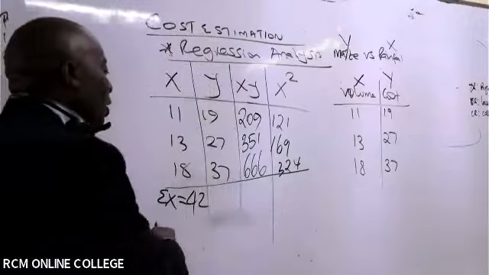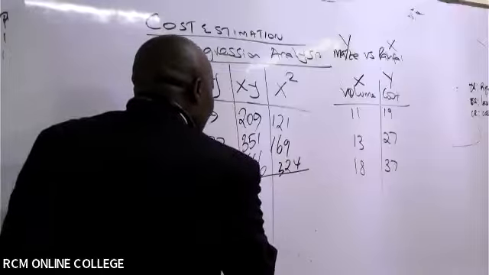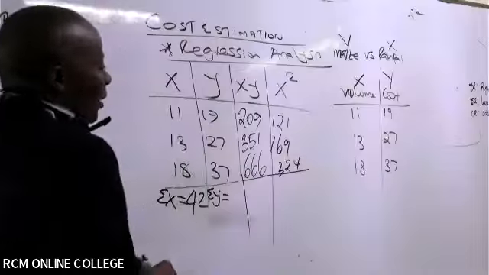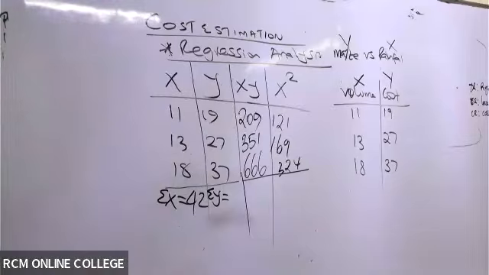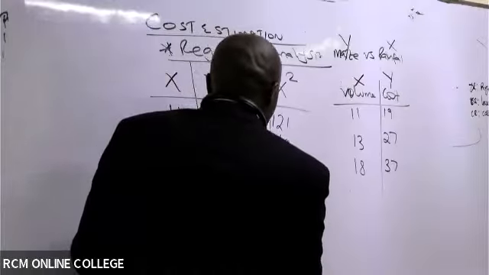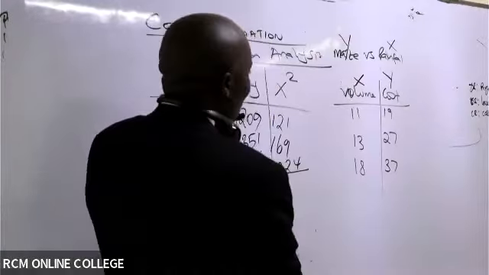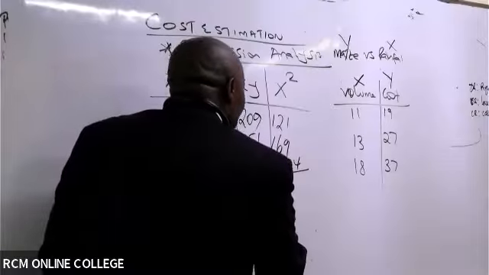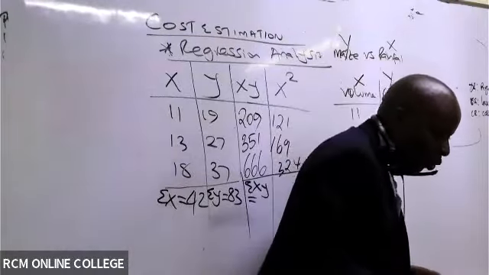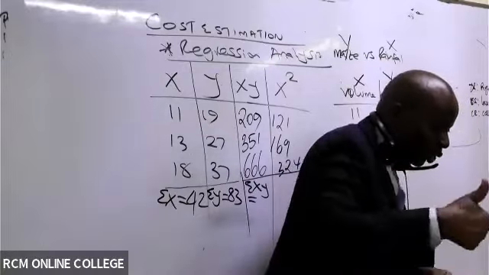Then we have sigma y. You must write like that. Sigma y. So we have here sigma y, 19 plus 27 plus 37, which will end up giving me 83. 83, thank you so much. Then you write here sigma xy. You must write like that. Sigma xy from my online ninjas. What are they able to get? I can see Fatima, 1226.